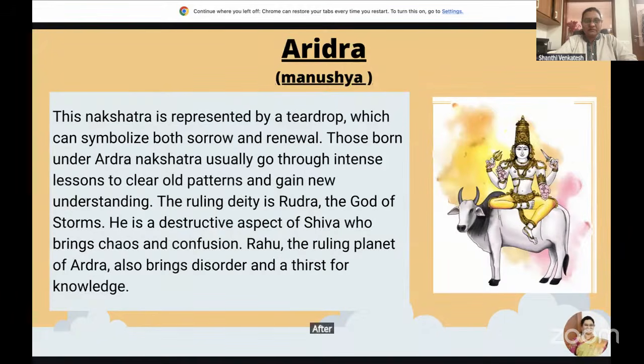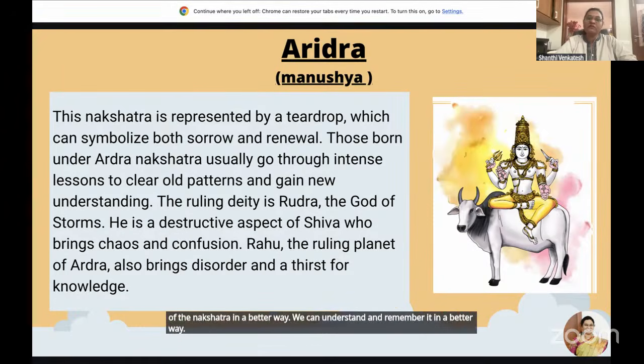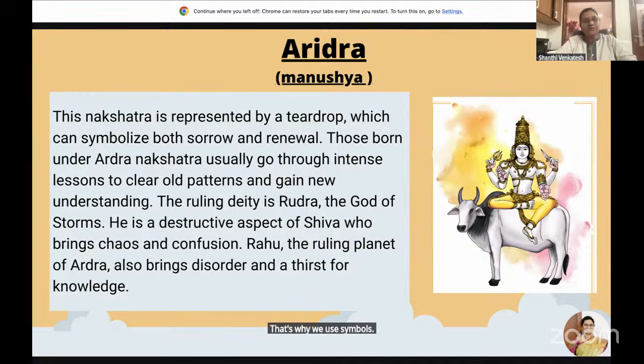After Mrigashira, we have the Aridra Nakshatra. Now this nakshatra, the symbol is a teardrop. It's a different, unique symbol, but it has some significance. Whenever we tell about the symbol, it helps us to understand the characteristics of the nakshatra in a better way, and remember it better. That's why we use symbols. So this is represented by a teardrop.